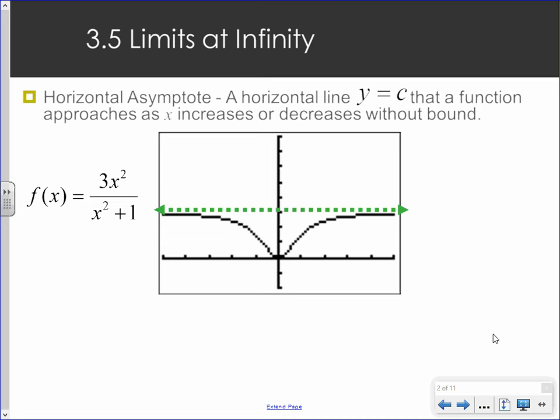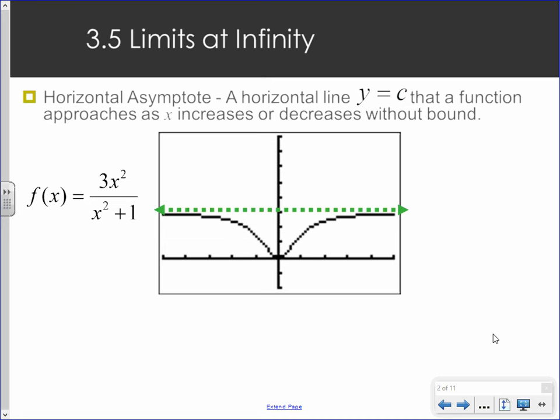First of all, I want you to remember what a horizontal asymptote is. On Friday, we talked about vertical asymptotes. Today, horizontal asymptotes will be important for what we look at.